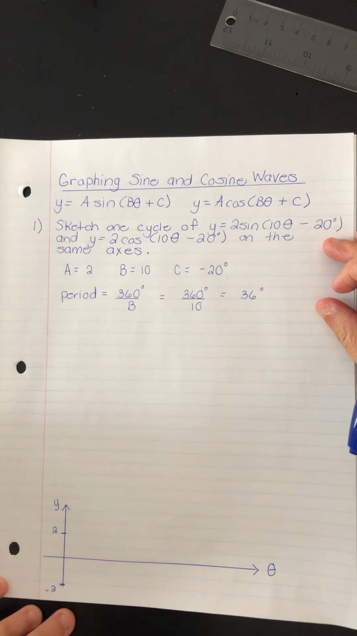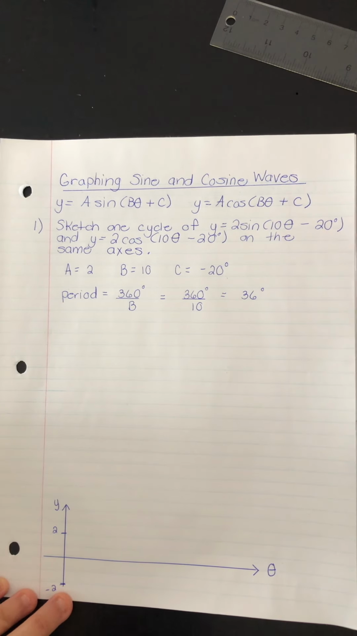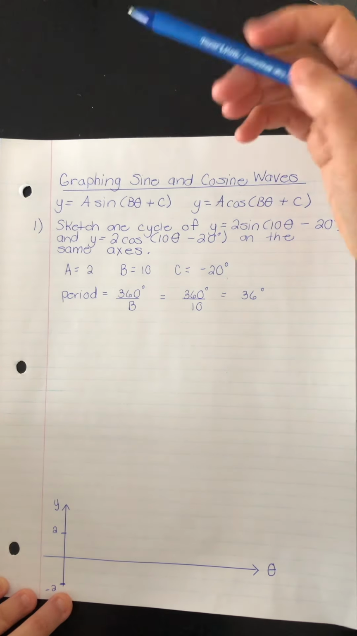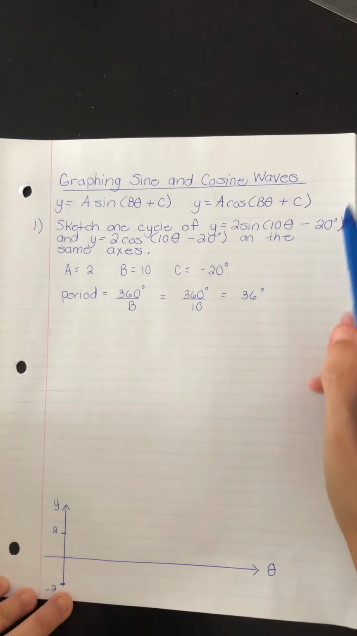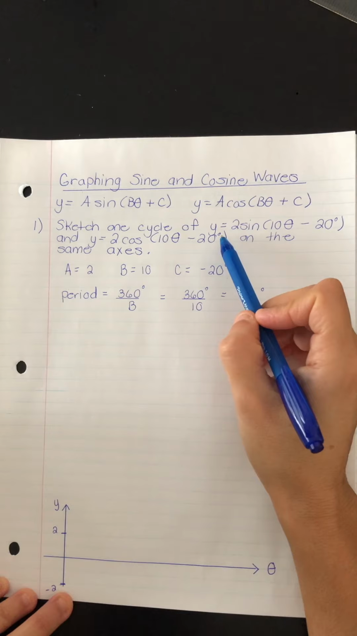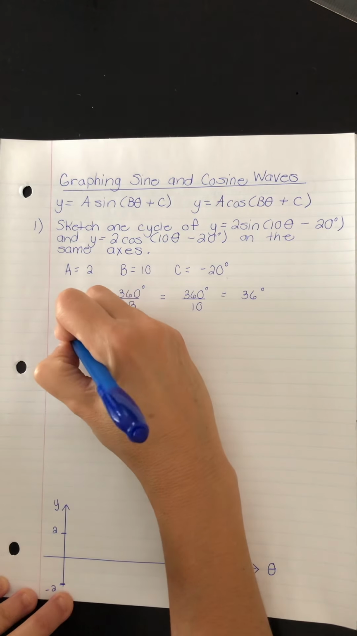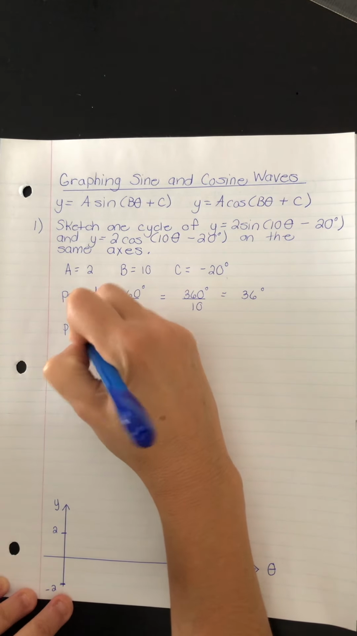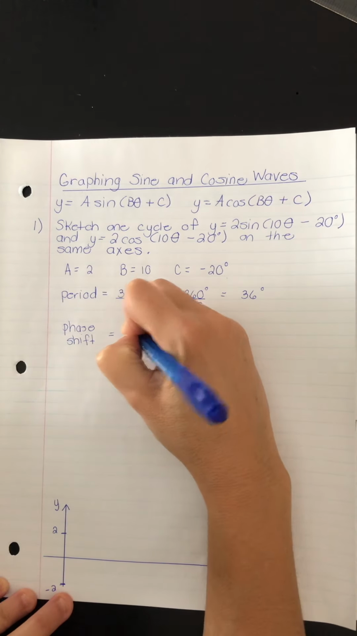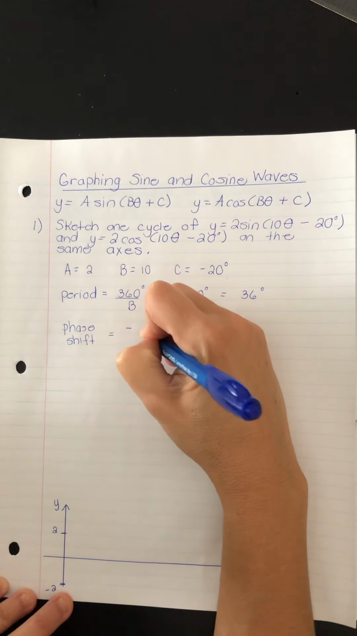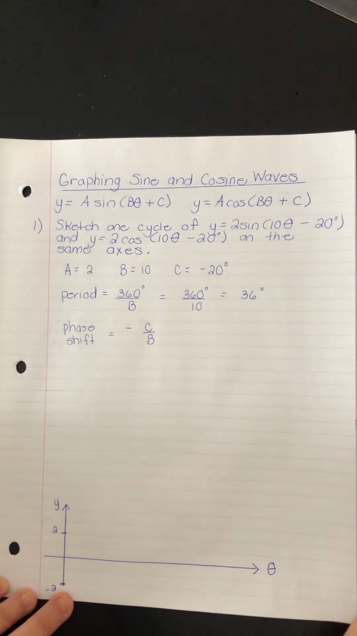All right, the last calculation we need to make is for phase shift. Phase shift will be present when the value of c is non-zero. To calculate phase shift, you use the formula, the negative of c divided by b.